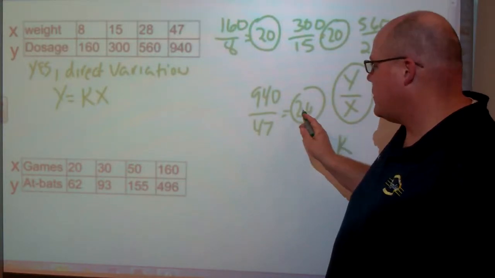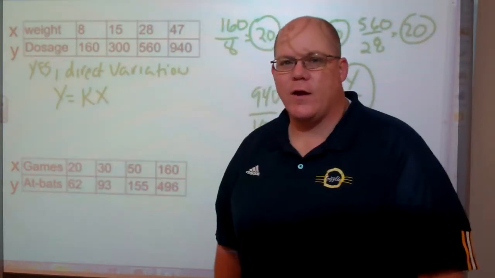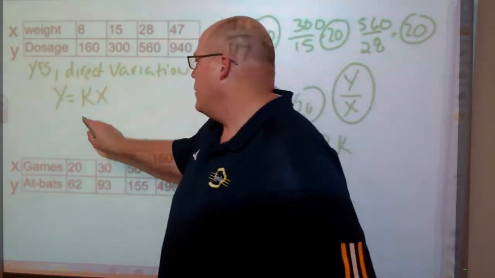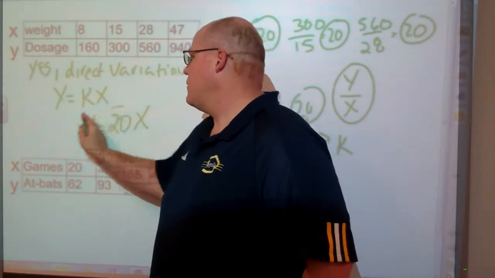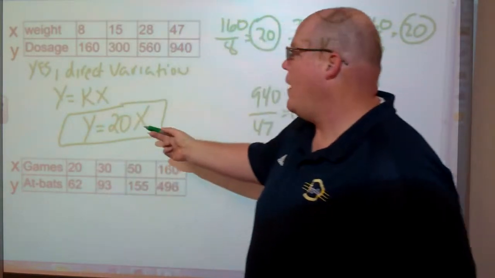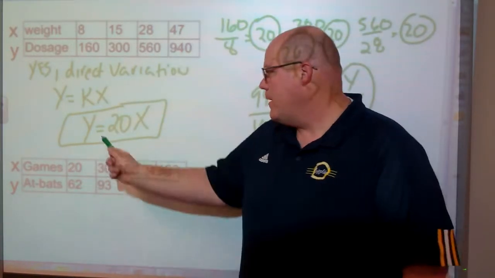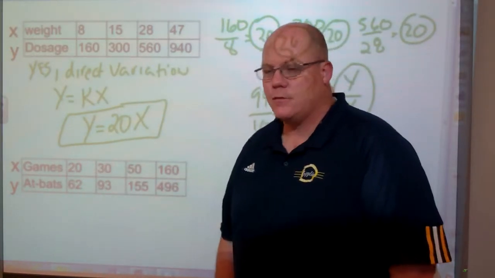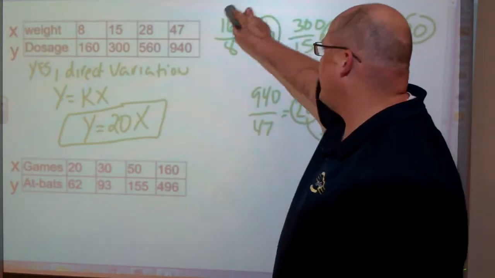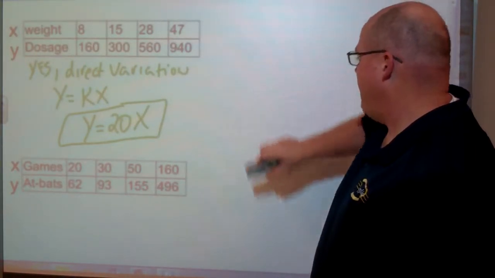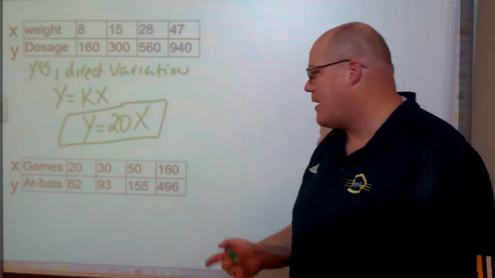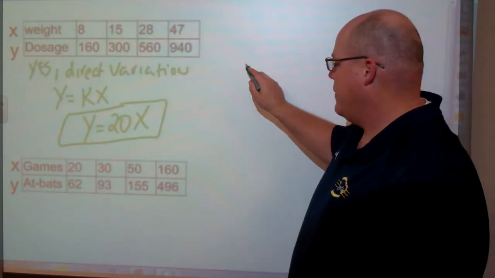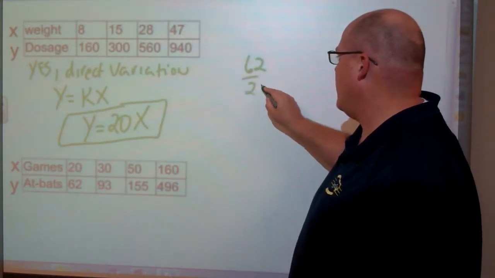So I'm going to input this 20 for k into my equation and rewrite the equation: y equals 20x. So the equation that represents the data in this table is y equals 20x. Fantastic. Let's do another one. Here I have y at bats and x games. So I'm going to set up my proportions. 62 over 20.